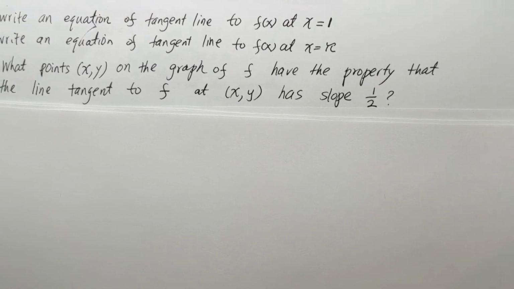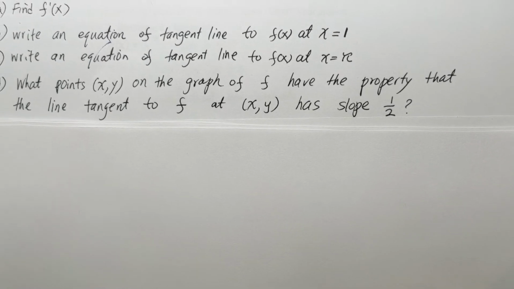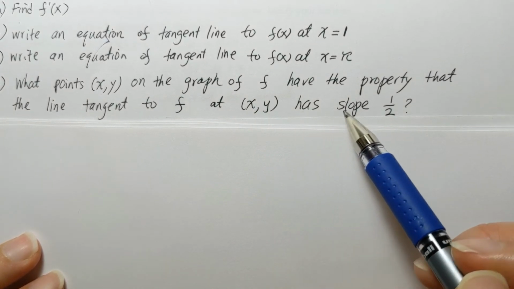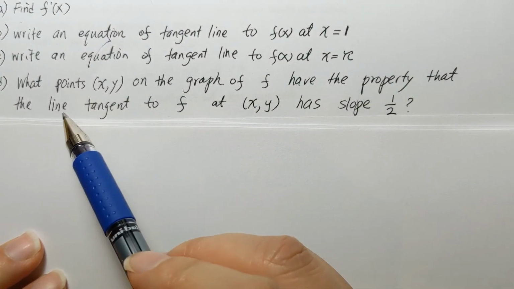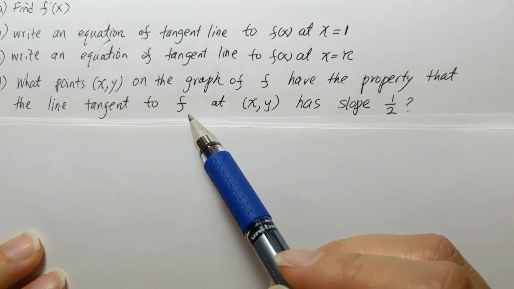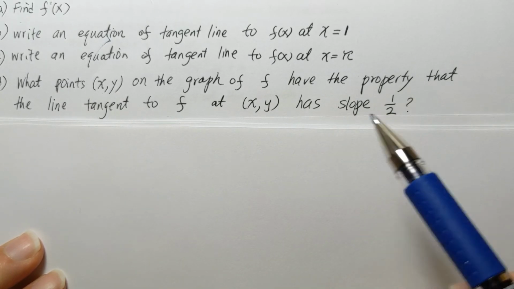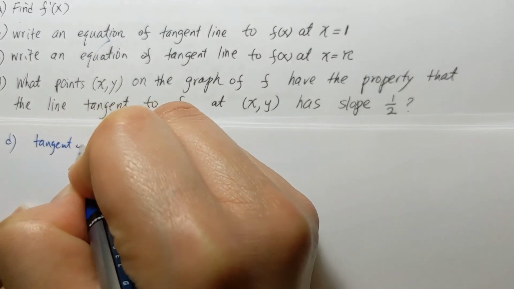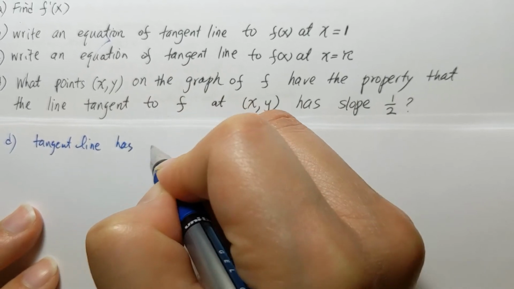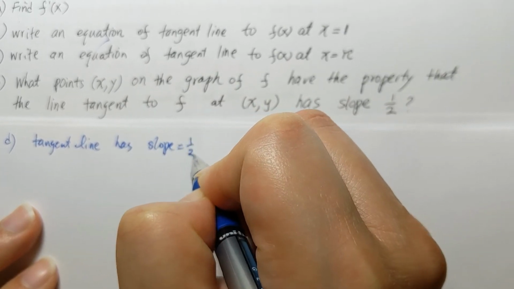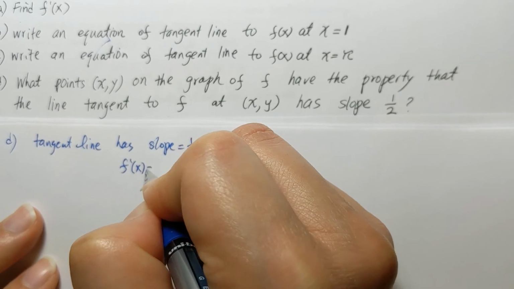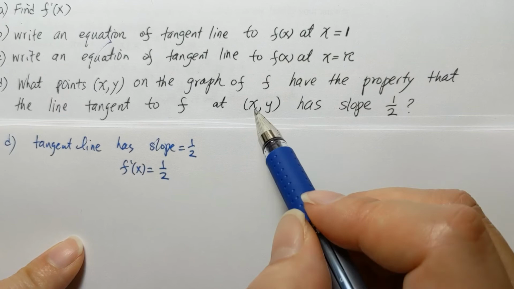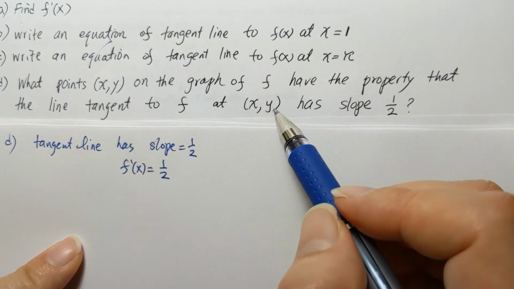What point (x, y) on the graph of f has the property that the line tangent to f at (x, y) has a slope of half? So the keyword is, it means the tangent line to f has a slope of a half. So for part D, the tangent line has slope equal to half. In other words, f prime of x equals half. So we already have this part, and you just go backward to find the x, y.